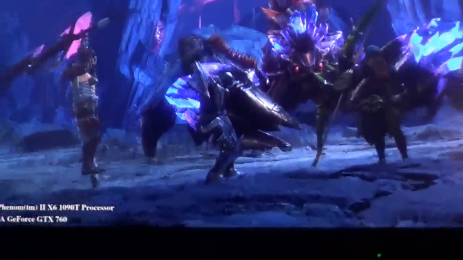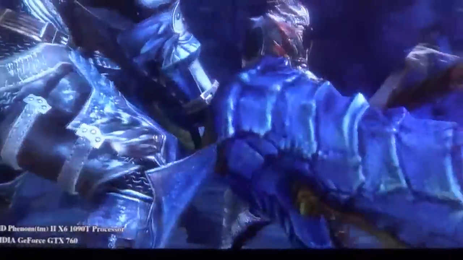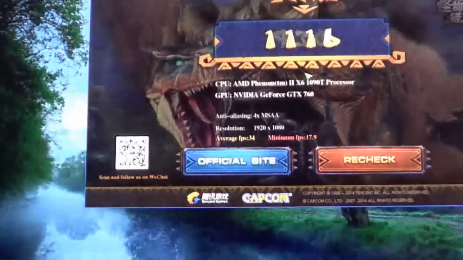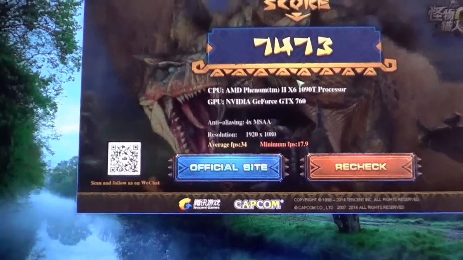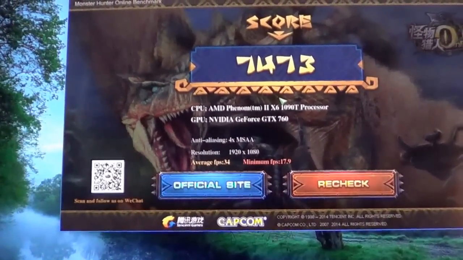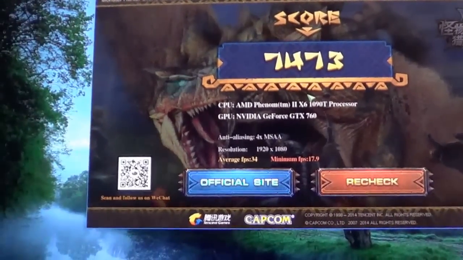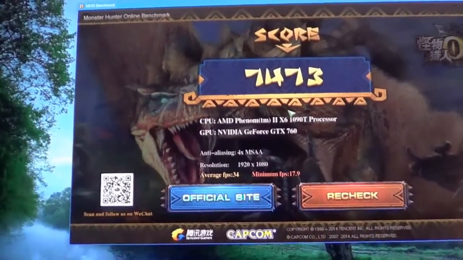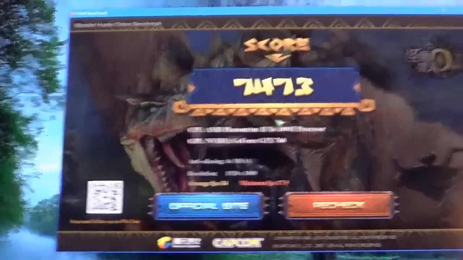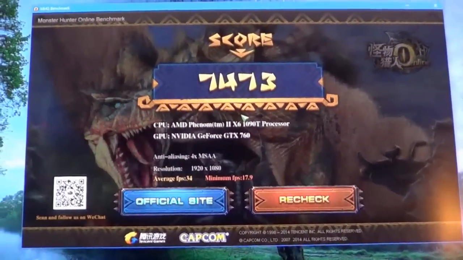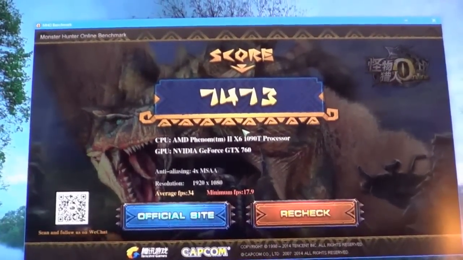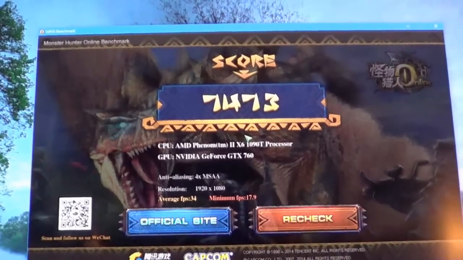There's the giant scorpion, and there's the valiant party about to engage the boss. Magic number is 7473. Nothing exciting at all. 34 FPS, minimum of 17.9. So still 1080-30 territory. Haven't tried any overclocking yet. Now let's move on to Final Fantasy 14 Heavensward, the official benchmark.